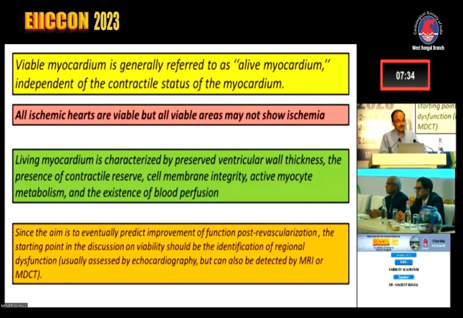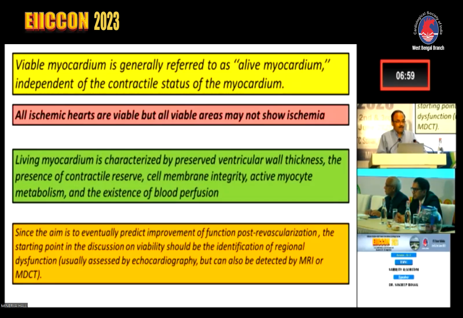It is also important to remember that whenever we do any reversibility testing, a treadmill, a dobutamine stress echo, a stress thallium test or a stress MPI test, we are actually detecting ischemia. So it is important to remember that all ischemic hearts are viable, but the contrary is not true. All viable segments are not ischemic. They may not show ischemia.